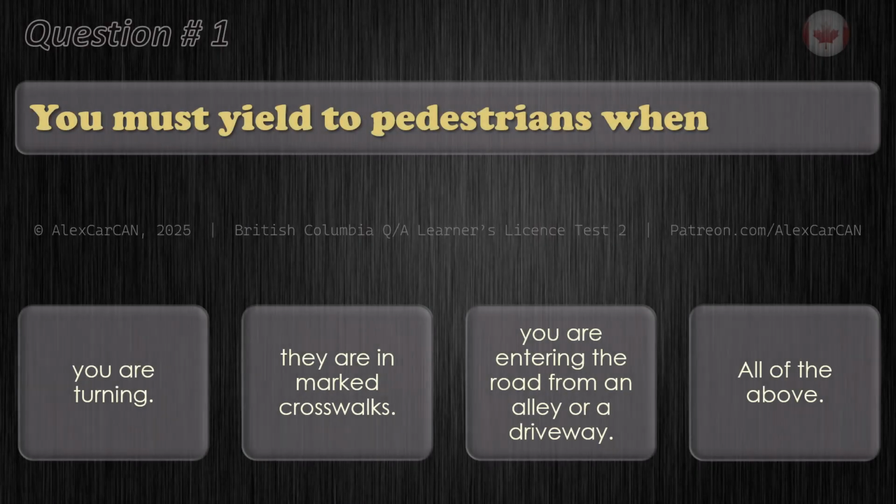Question number 1. You must yield to pedestrians when you are turning. They are in marked crosswalks. You are entering the road from an alley or a driveway. All of the above.